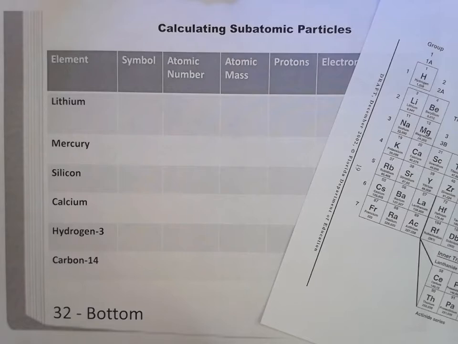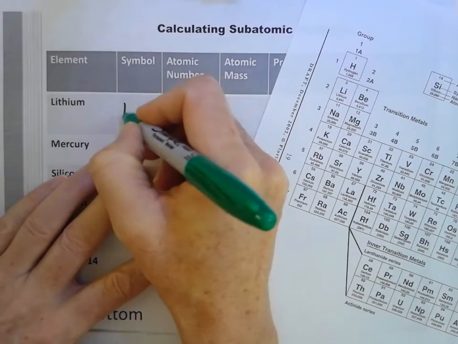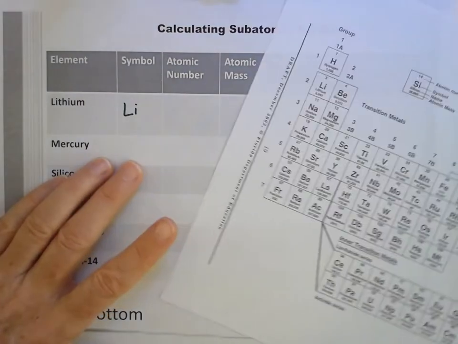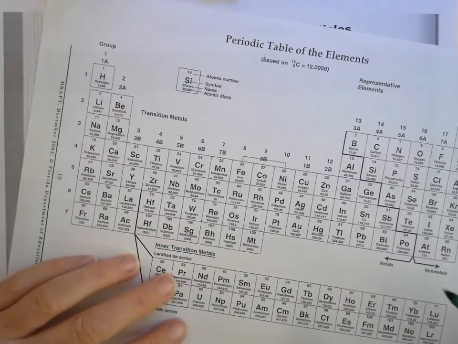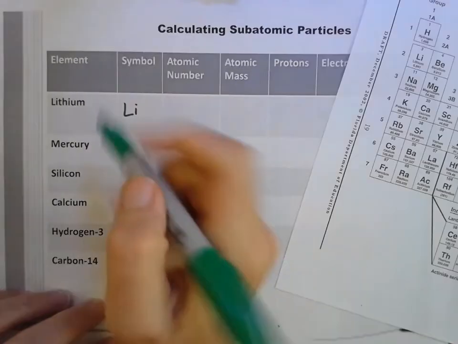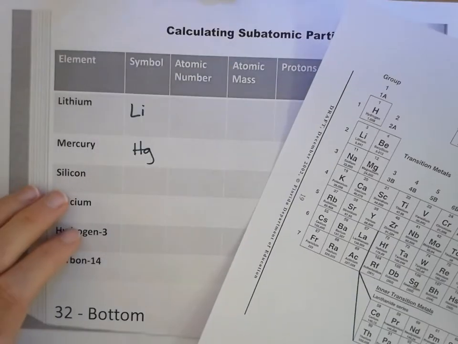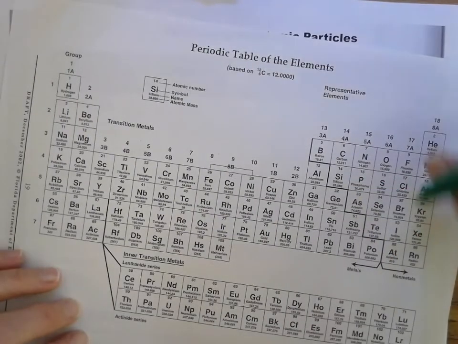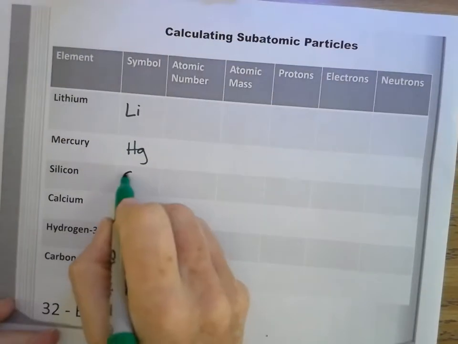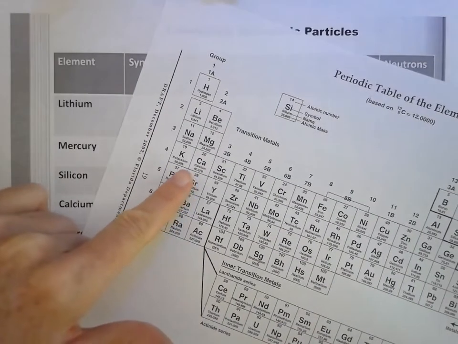So lithium is right here, Li. I'm going to put that in that box. Over here is mercury, Hg, and the names are at the bottom. Yes, at first it'll take you a little longer than me to find these things, but eventually you'll know where a lot of them are. Silicon is over here, Si. Calcium is right here, Ca.